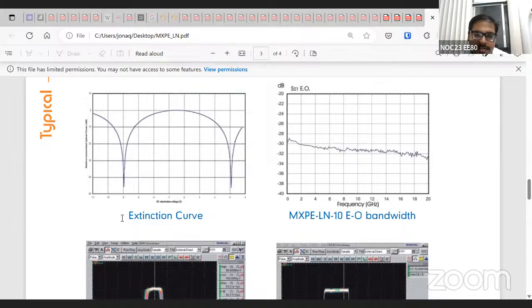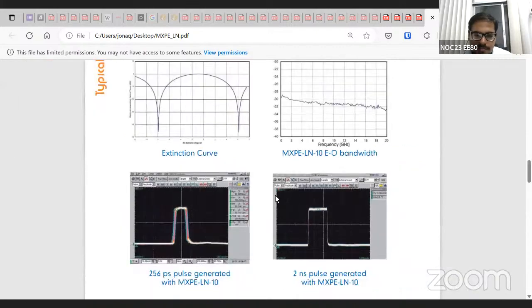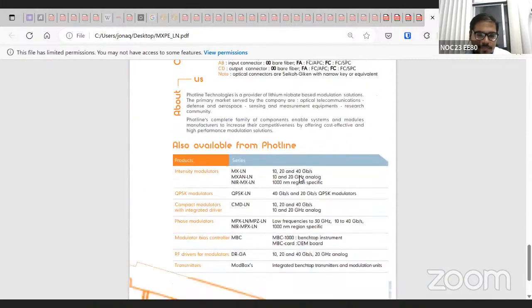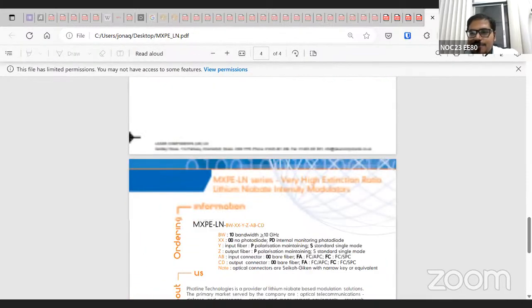Here's the power level versus applied DC voltage. From here, this is the cos square curve, but taken in log scale on the y-axis. So from here you can see the extinction. These are three typical data sheets I wanted to show you.